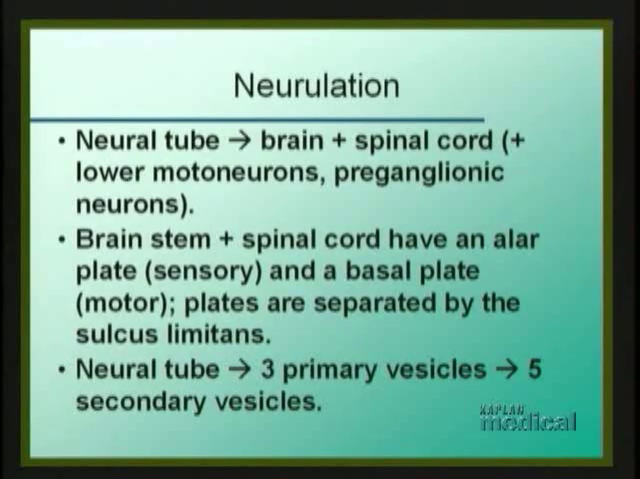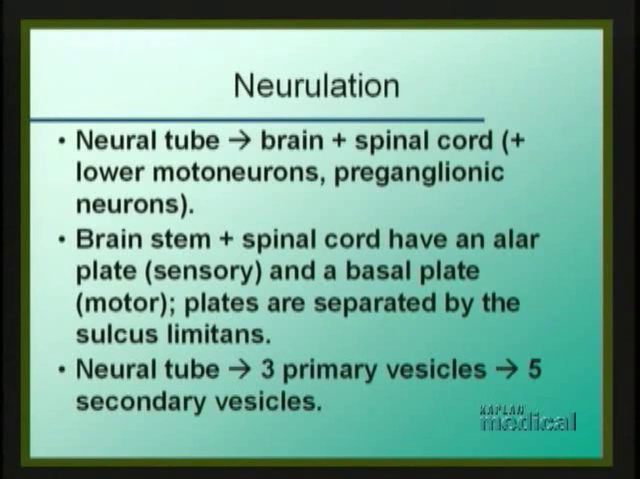So now, in summary, we can say overall that the neural tube is certainly going to form the central nervous system, including the spinal cord, and certainly the elements that are components of that will be what we'll describe as lower motor neurons and preganglionic autonomic neurons, whose axons will form part of the peripheral nervous system. And as we alluded to already, the brainstem and spinal cord have an alar or sensory plate that's dorsally positioned and a basal plate that is ventrally positioned, and these two plates are separated by the embryonic sulcus limitans.